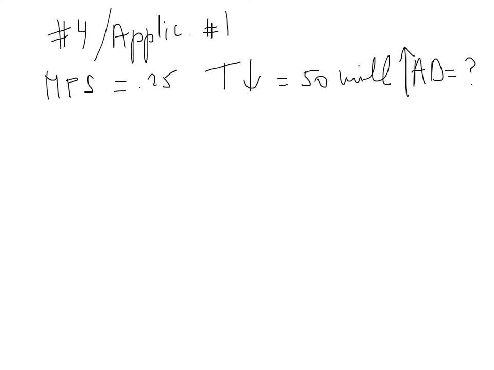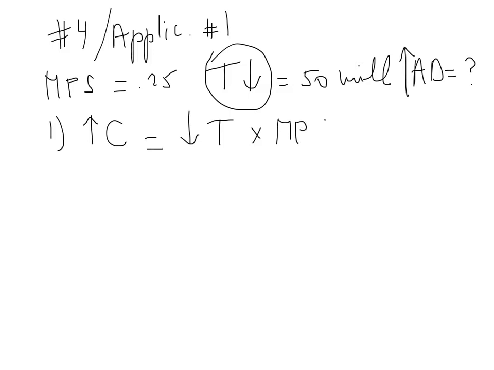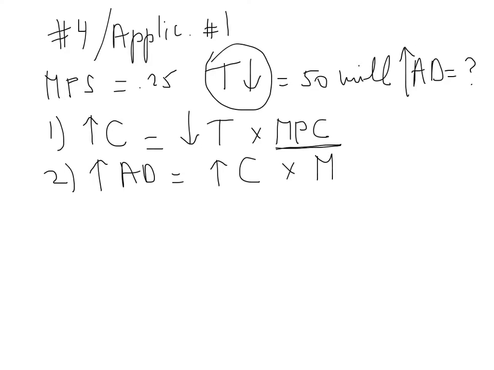So for this tool, the second tool, decrease in taxes, we have the following formulas to use. We have 1, increase in consumption is decrease in taxes times marginal propensity to consume, and 2, increase in aggregate demand equals increase in consumption times the multiplier. So here you see in the first formula we need MPC, not MPS, the one that's given. But we know that MPC plus MPS equals 1.